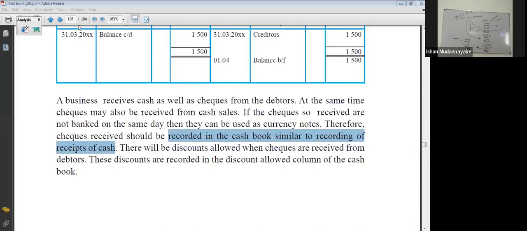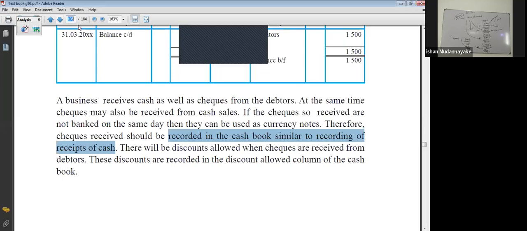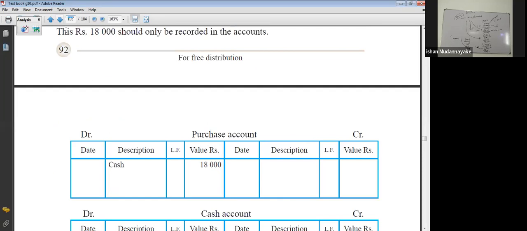Now I go to page 103 of your textbook. Go to page 103.